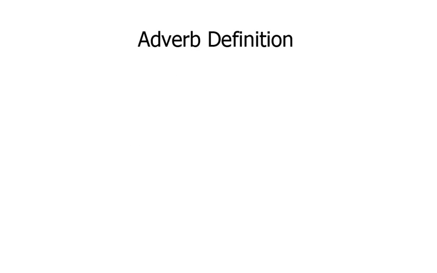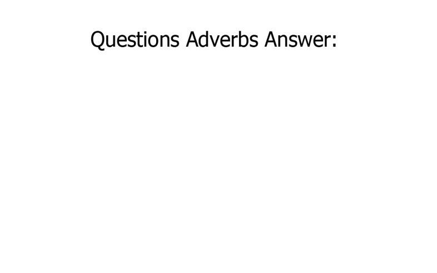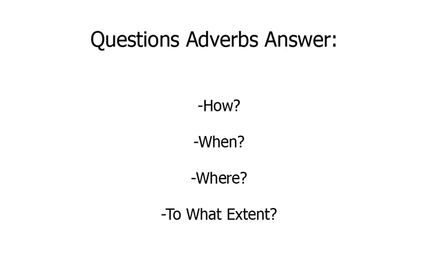Okay, as always, let's start with a definition. An adverb is a word that modifies a verb, adjective, or another adverb. Just like with adjectives, we say that adverbs modify, meaning that they help describe something. Adverbs typically answer one of 4 questions: how, when, where, and to what extent.